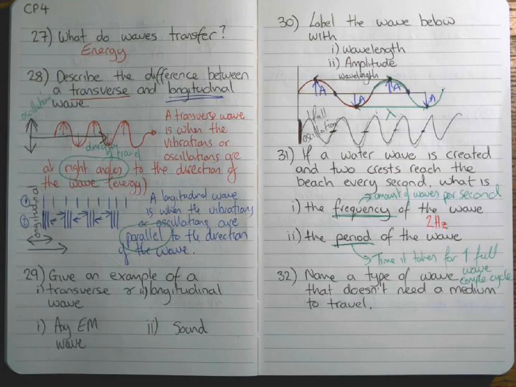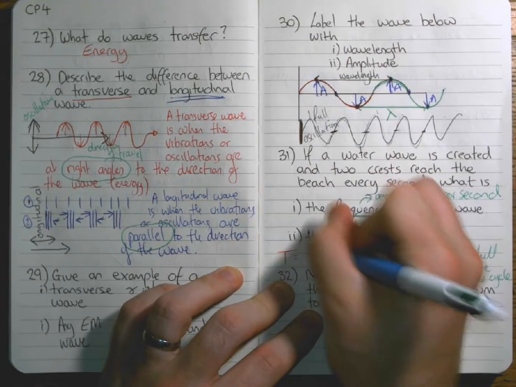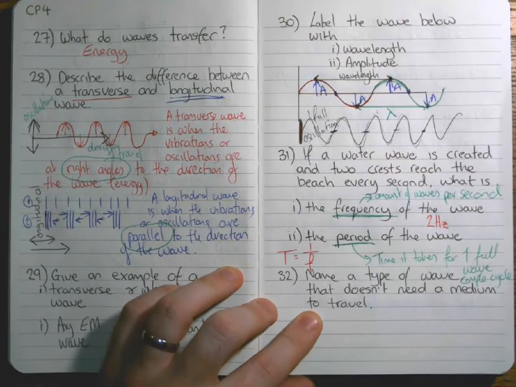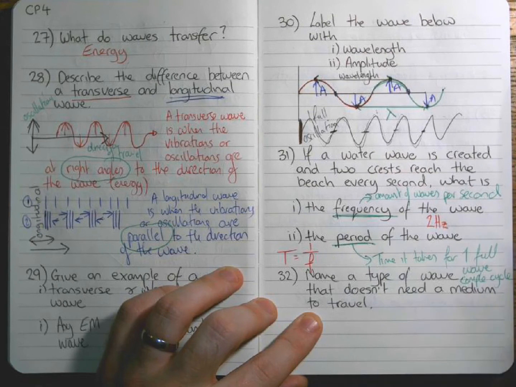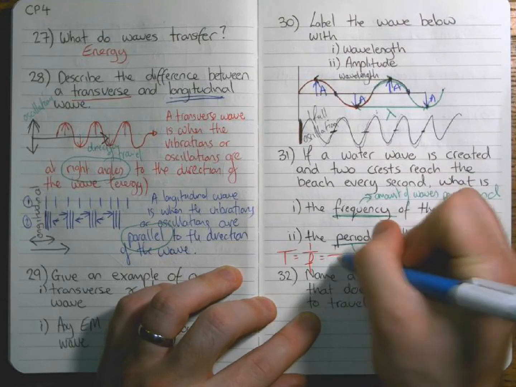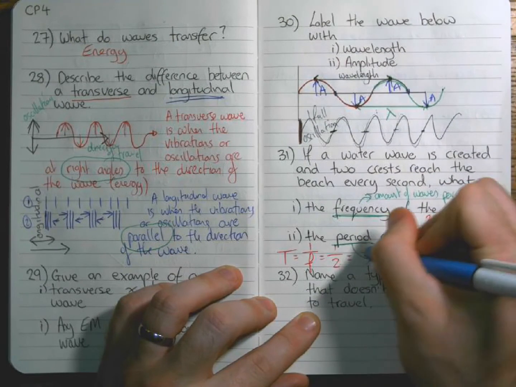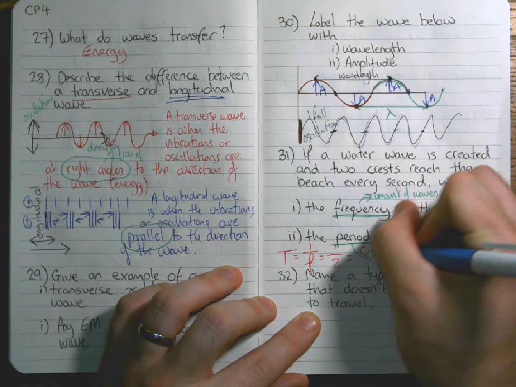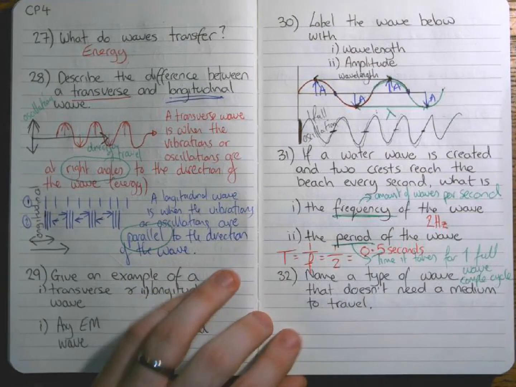To get the period, the equation for the time period is 1 divided by the frequency. Obviously, if 2 are happening per second, then it means that it must be half a second each. And we can prove that by putting in the number for frequency, which was 2. And so the final answer is 0.5 seconds, or half a second.